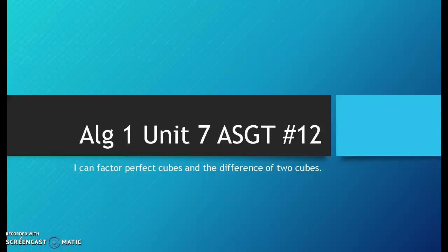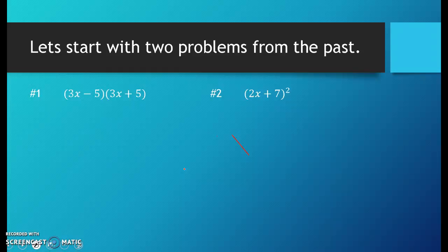All right, so assignment number 12 is the last assignment in Unit 7, and we're going to be factoring still. We've factored the greatest common factor already, and we've factored quadratic trinomials into two binomials with the parentheses. And so here we're going to have some special cases. We're going to be factoring perfect cubes, and the difference of squares, difference of squares. And perfect squares, it should be. So let's go ahead and get started with this.